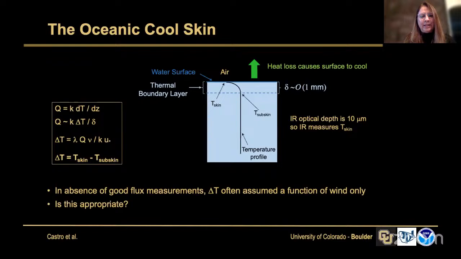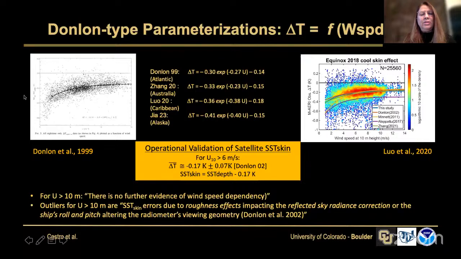So I'm going to take a new look at these simplified models that consider that delta T is only a function of the wind speed. These simplified models started with Donlon and co-authors back in 1999, and these plots show the concept here.